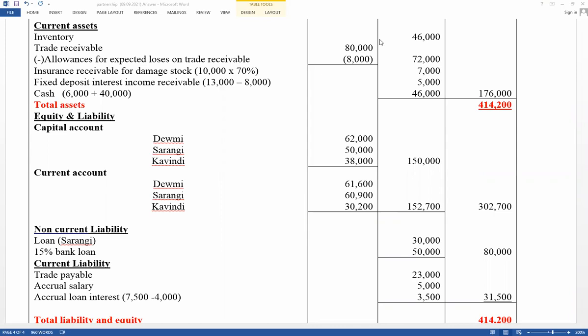Reducing balance methods. You have to know how to calculate depreciation. Reducing balance methods. Let's see question number 1.